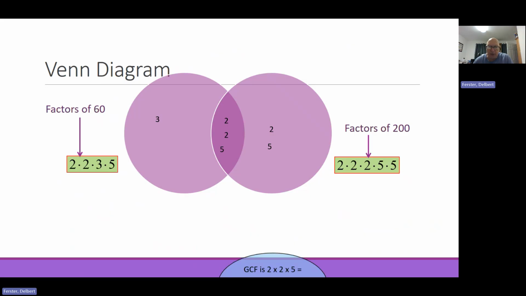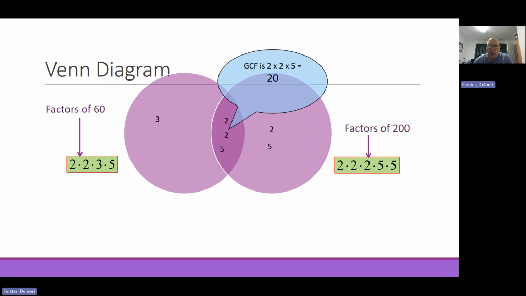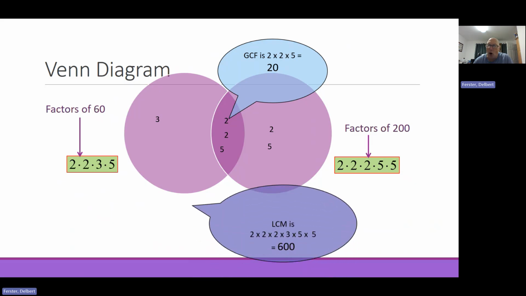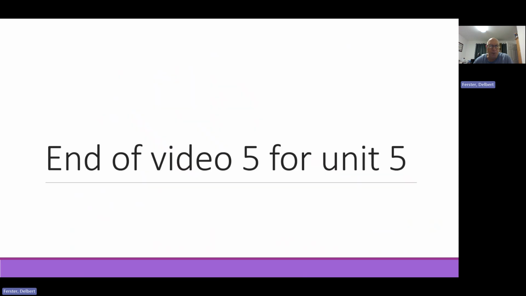So you say, well, let's do it. Yeah, that's the greatest common factor. It will be the product of 2 and 2 and 5. That'd be 20. And the least common multiple is the multiplication of all of those numbers. So 2 times 2 times 2 times 3 times 5 times 5, 600.